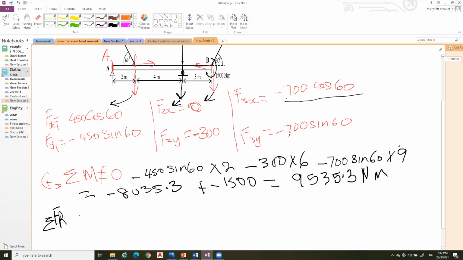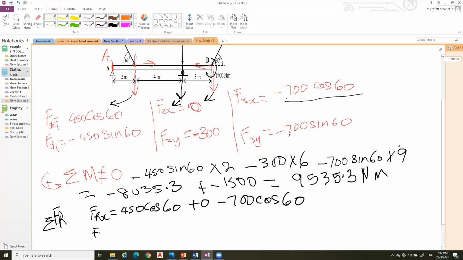I'm waiting. How do I find the single resultant force? I want to find FRX. All right, FRX, work it out for me. So I'm going to put them together, all the X components. That's the first one for the X. The next one is 0. And the next one is minus 700 cos 60.